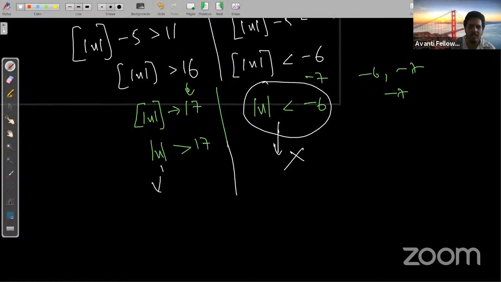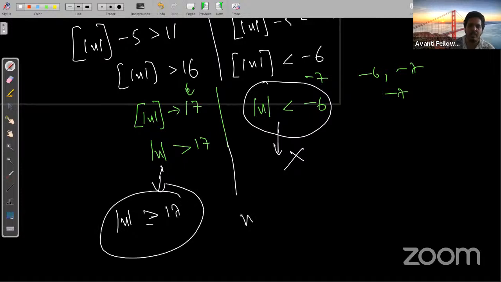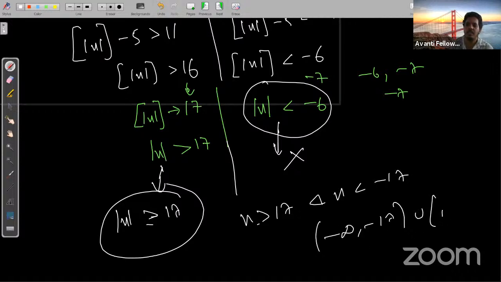So now what is the answer? Mod x greater than or equal to 17 means x is greater than or equal to 17 and x is less than or equal to minus 17. So the answer will be minus infinity to minus 17 union 17 to infinity. This is how you have to do it. The only thing you have to be careful about is the greatest integer function. Where do you have doubts, Uncle? Tell me.